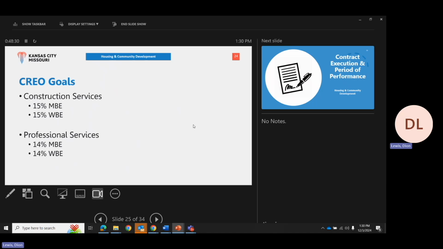Now, the only stipulation where they can be listed as both on a project is if they're being utilized for both construction and professional services. So if I have a person that qualifies for service under construction, and they also qualify under professional services, they can be an MBE here and a WBE there. But they can't be an M and a W under construction. They have to designate. Those are two different contracts per Creo.